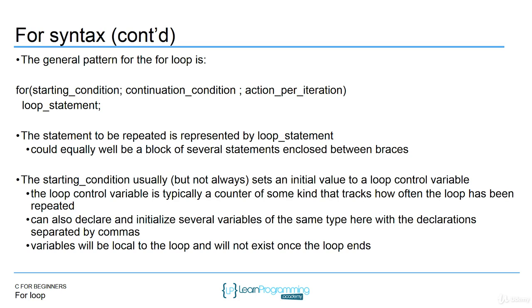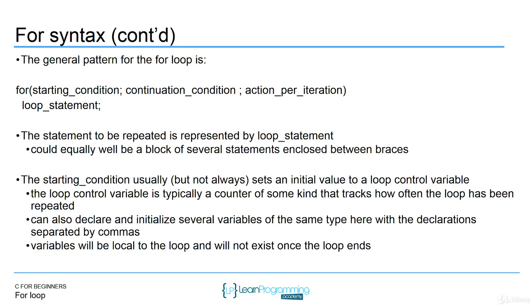The starting condition, that first thing inside the parentheses before the first semicolon, usually, but not always, initializes a variable called the loop control variable. That's the variable that you're going to start looking at each iteration. The loop control variable is typically a counter of some kind. Not always, I want to emphasize that. It doesn't have to be, but a lot of times in a for loop it's a counter, and it tracks how often the loop has been repeated. That's what this starting condition and the loop control variable are doing.